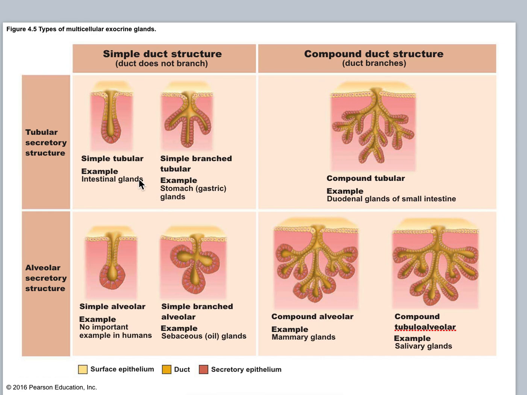These are tubular glands. See the tube-shaped gland? As opposed to alveolar, which is a sac shape. This also illustrates the difference between simple non-branched, simple branched, and the compound, tubular, compound alveolar. And this is tubuloalveolar. It has both alveoli and tubes as well as alveolar in it.